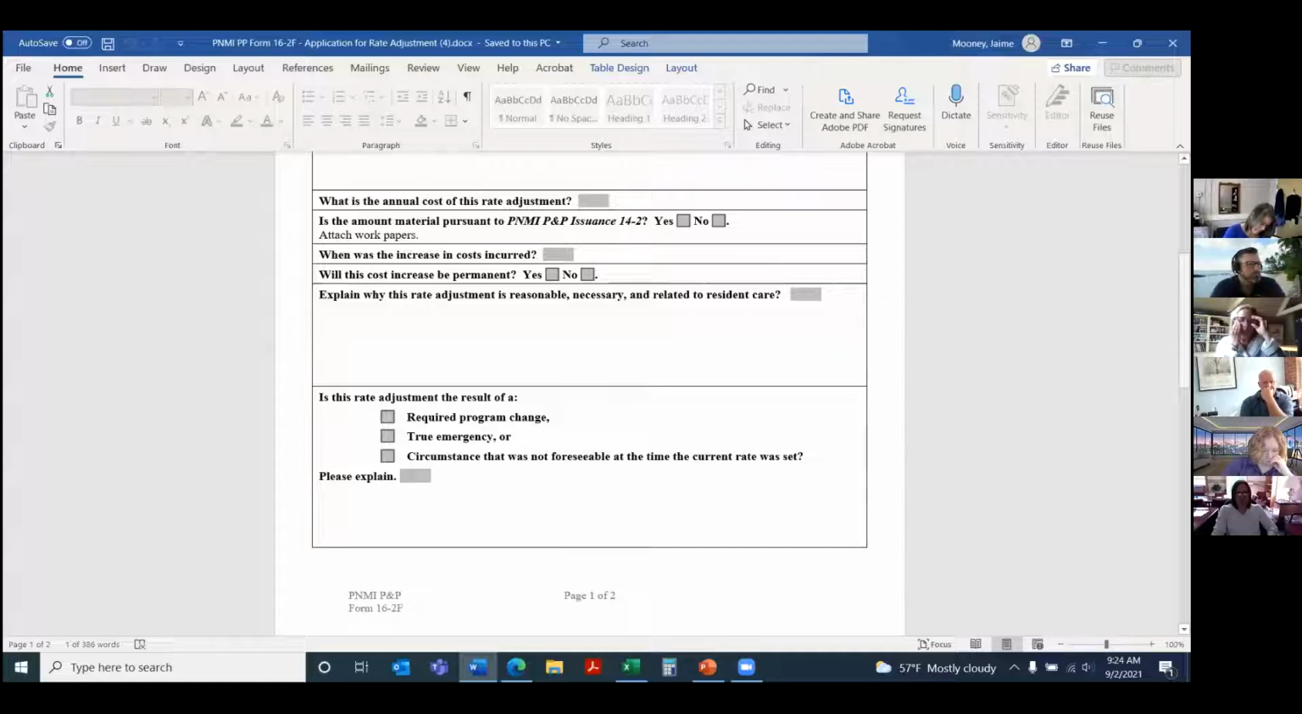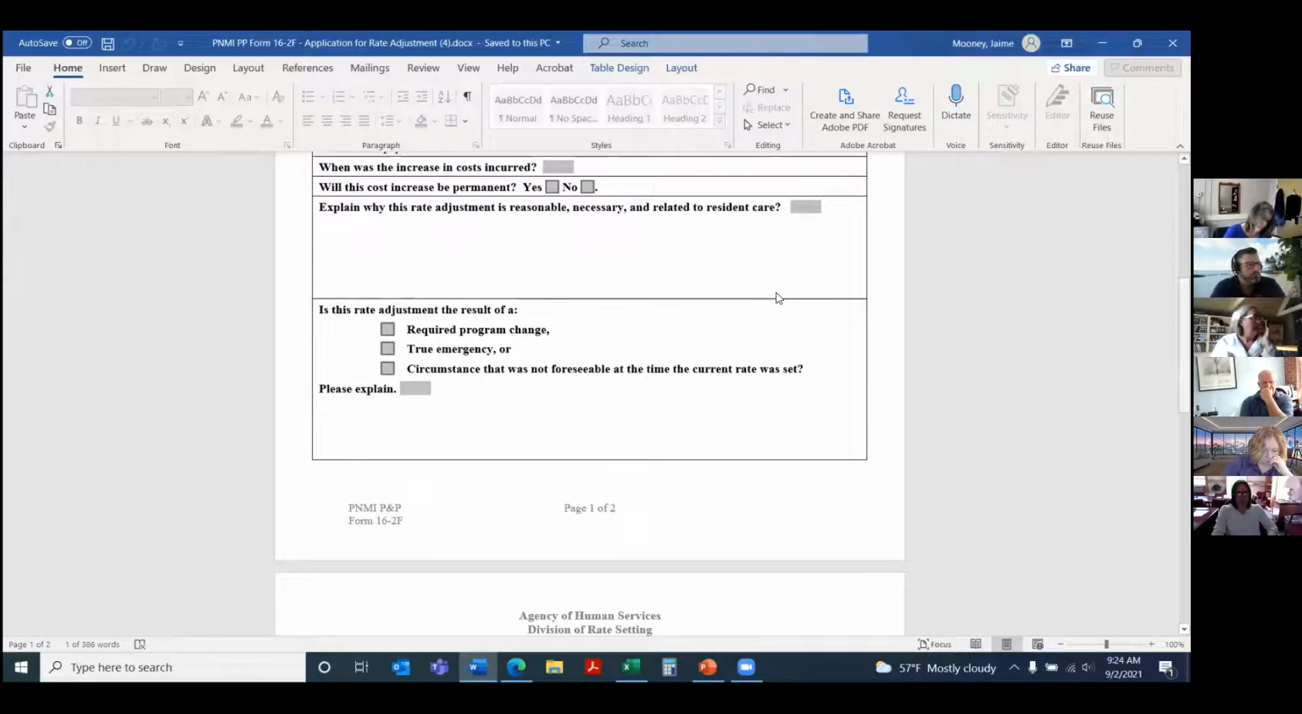The next section is explain why this rate adjustment is reasonable, necessary, and related to resident care. Per the rules, it has to be. So we would like an explanation of why the program believes that it meets this requirement. We also ask if the rate adjustment is the result of required program change, true emergency, or circumstances that were not foreseeable at the time the current rate was set. This is also a requirement within the rules. And again, we would like an explanation on why the program believes that they have met this criteria.